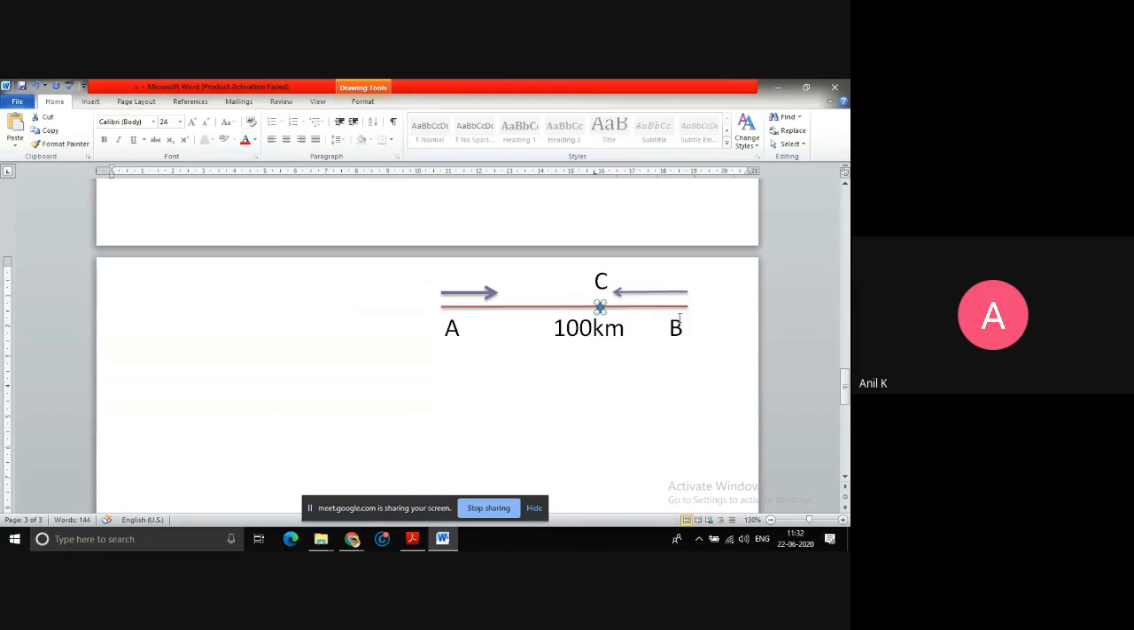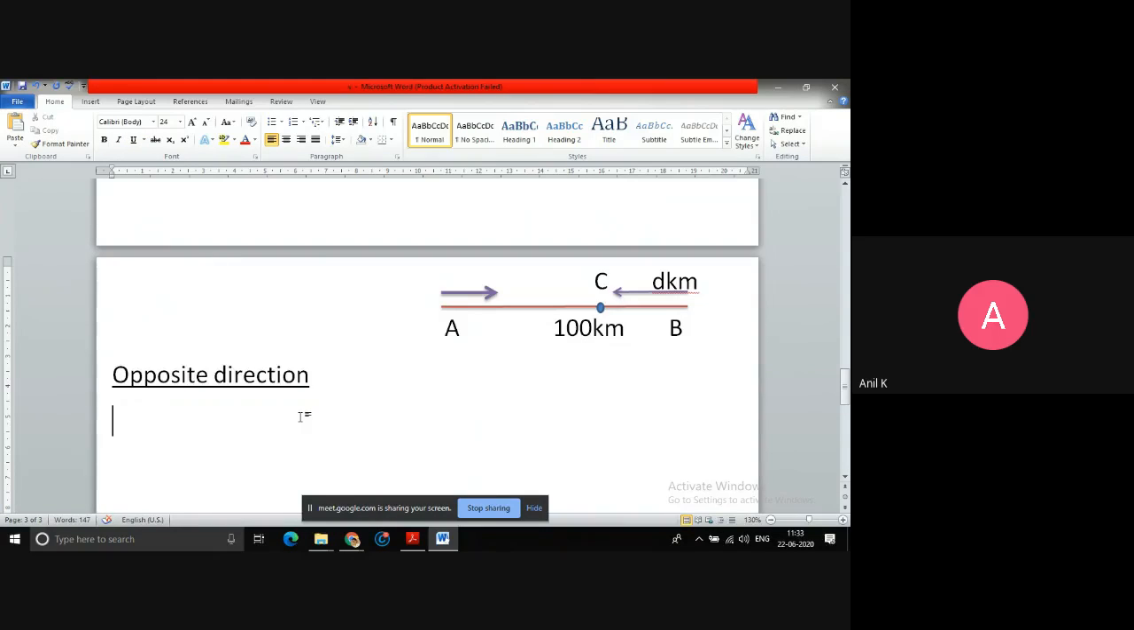So let me take the distance traveled by B as d. This is the d kilometers that the car travels from point B to point C. Here also, let me make the heading: opposite direction. So that it is easy for you to understand and easy for you to make the equations.